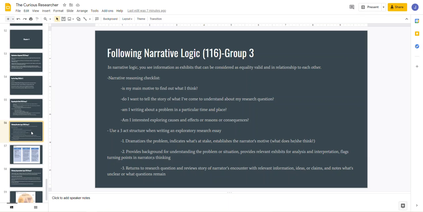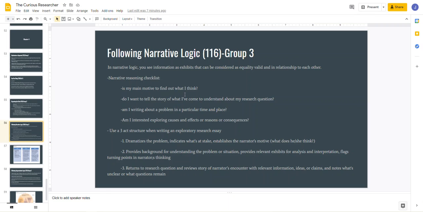So Ballinger offers 2 pathways: the narrative logic. In narrative logic, you see information as exhibits that can be considered as equally valid and in a relationship to each other. It's more of a cross type of relationship. One doesn't dominate another. You're just basically talking and presenting your thinking about your topic.